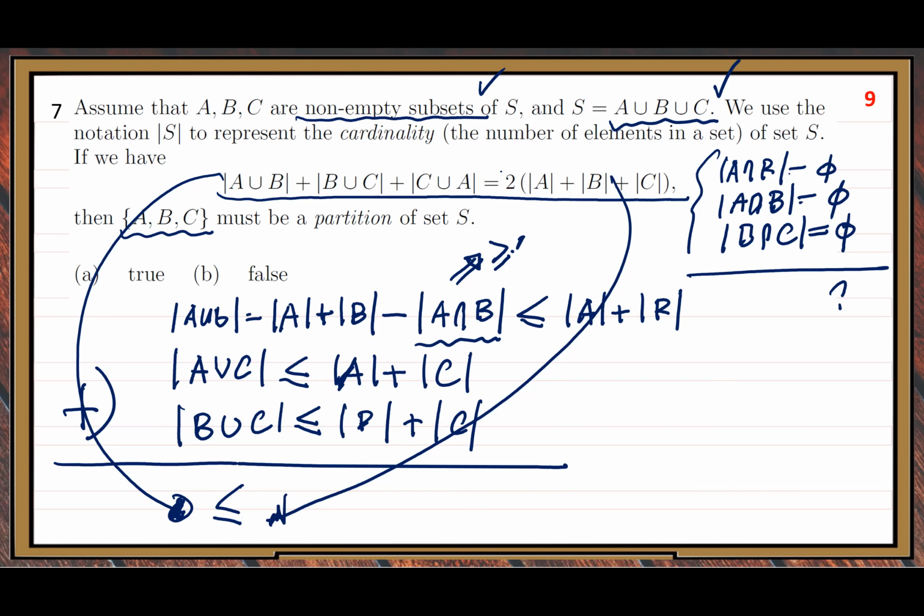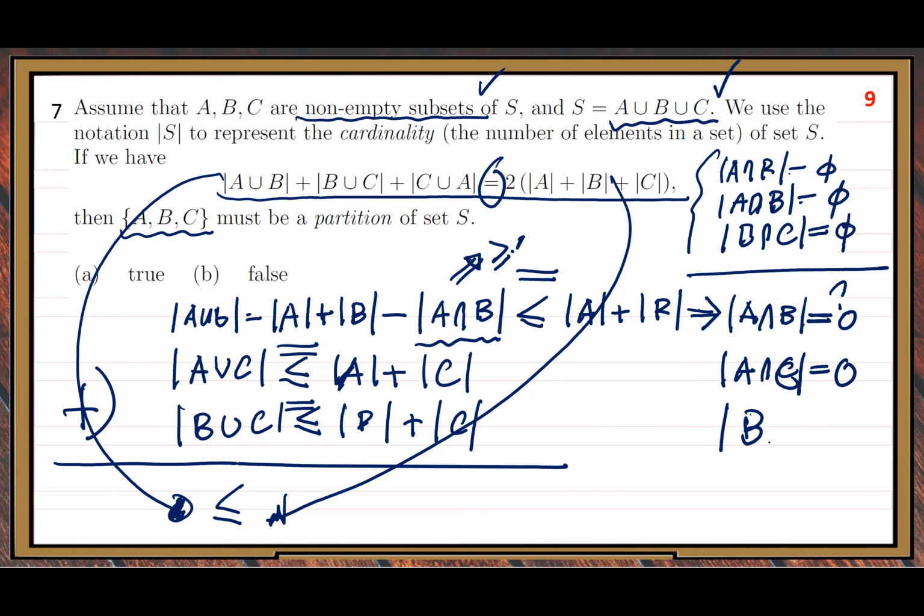But it's an inequality, and what we are given is the equality. That means each inequality should be an equality. That means the cardinality of A intersect B should be 0, because it's an equality. Similarly, A intersect C should be 0, and B intersect C should be 0. 0 means empty, so these three intersections should be empty.